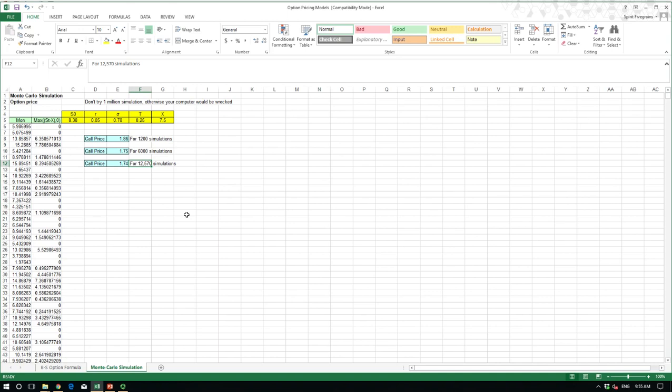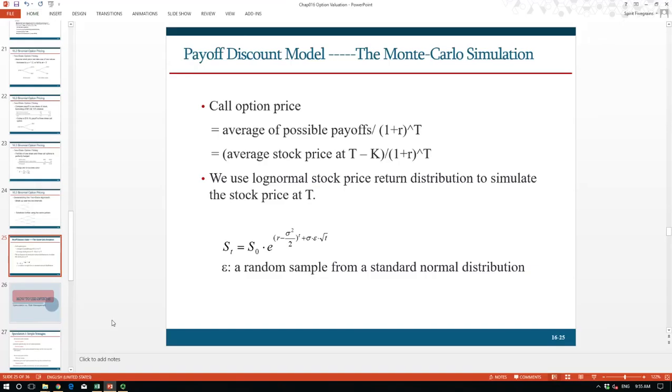This Monte Carlo simulation is the most popular way that Wall Street uses each and every day in deriving option prices. And this method has flexibility because you can adjust the stock return function to allow for jump and diffusion in stock price in order to generate more accurate future stock prices. So that is Monte Carlo simulation.